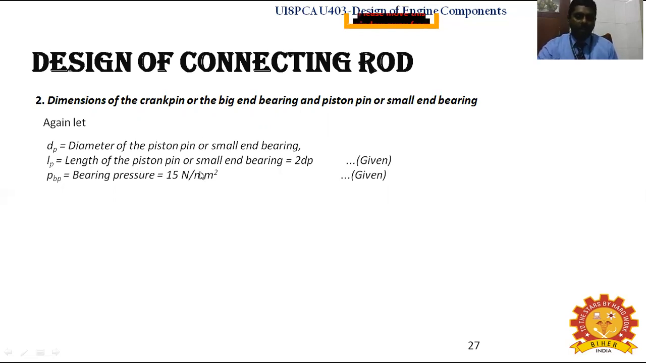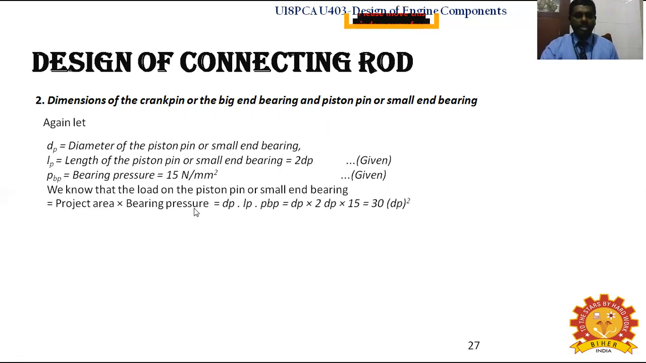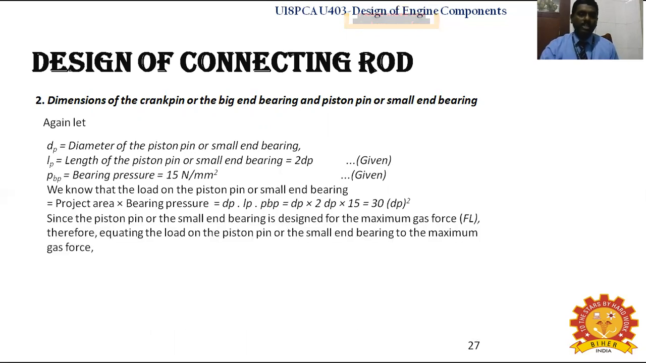So similarly, the length of the piston pin is given in the problem, and the bearing pressure for the piston pin is also given in the problem. In the similar way, we are calculating projected area into bearing pressure for the piston side also, and we are getting a correlation. Now we are again equating with the maximum gas force. We are equating the load on the piston pin or small end bearing to the maximum gas force.